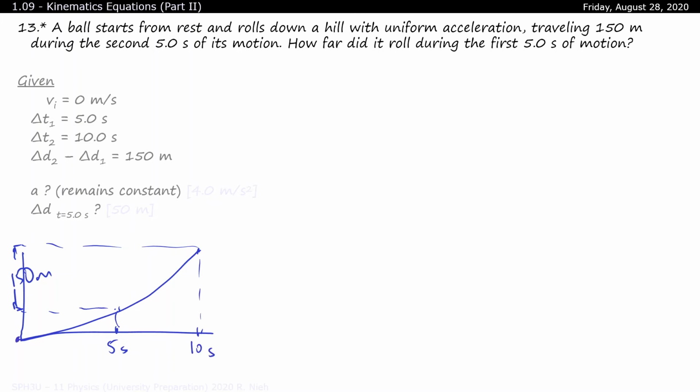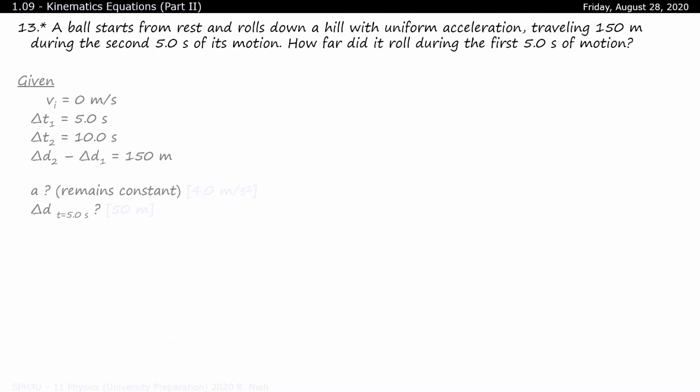It starts from rest, and because this curve is quadratic, we take it that the acceleration remains uniform. So we've got to figure out our acceleration first, then we can figure out the rest of the story. So how do we figure that out?